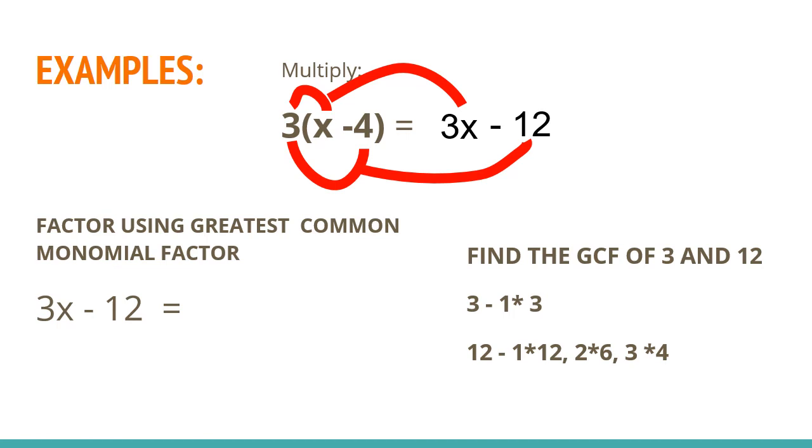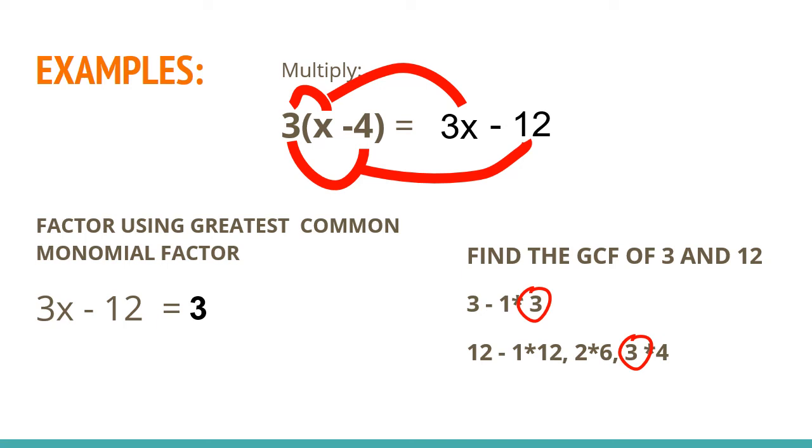So, tingnan natin yung bawat factors na nilista natin sa 3 at sa 12. Hanapin natin ang pinakamataas na common factor. Yan, 3. So, 3 is our greatest common factor. So, 3 will become our greatest common monomial factor. Siya yung ating unang factor sa ating sagot. So, hanapin naman natin yung ating second factor.